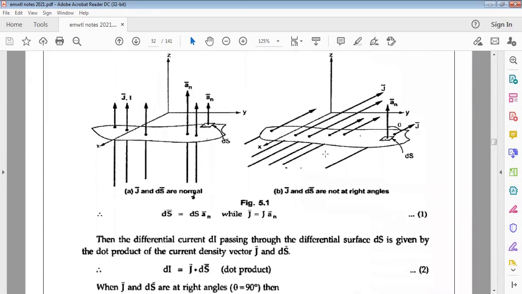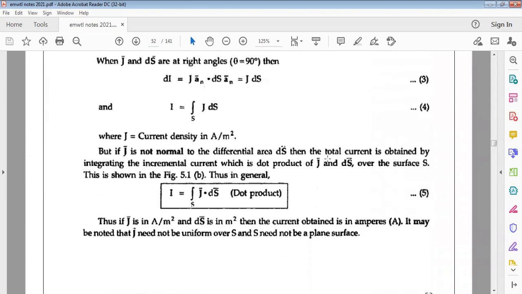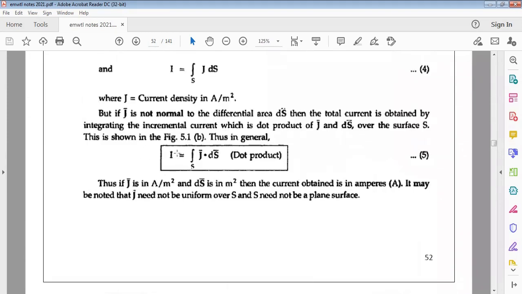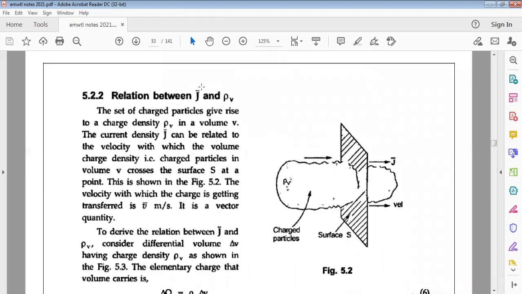In yesterday's class, we completed the relation between current and current density, that is I is equal to the integral of J bar dot ds bar. And now, the relation between the current density J bar and rho v.